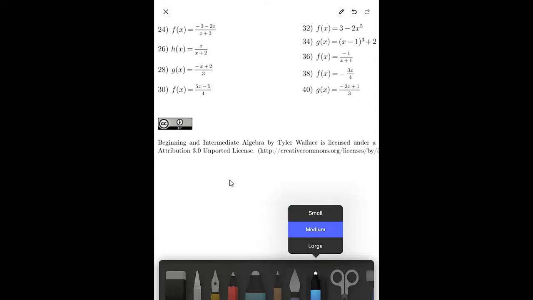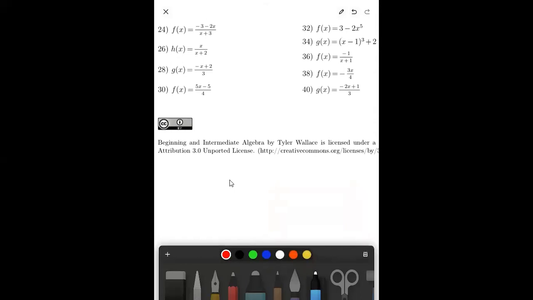by doing number 34. So I've got g of x equals (x minus 1) to the third power plus 2, and I'm going to come up with the inverse. The way that I've been teaching this is if you understand PEMDAS and you understand inverses, it's a fairly straightforward process to come up with the inverse function.